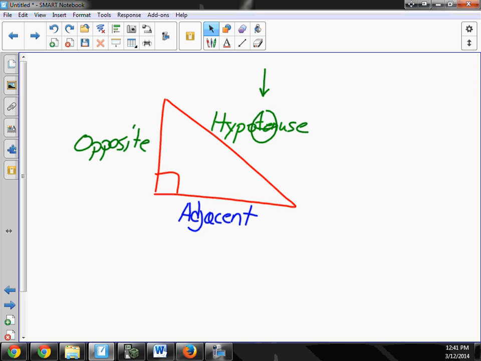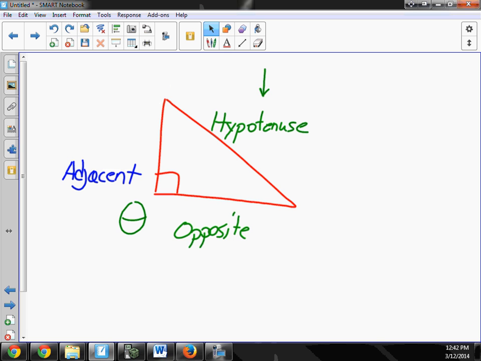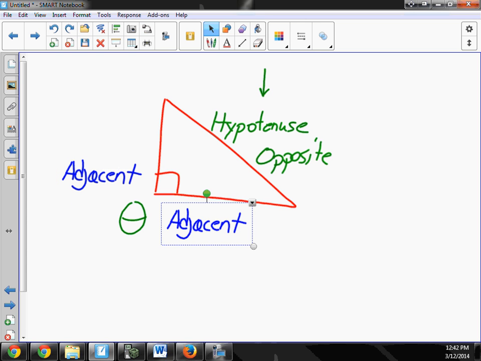So what if I move theta to the other side? Then the adjacent and the opposite switch, and the hypotenuse never changes. What if I tried to put theta on the right angle? Then the hypotenuse becomes the opposite, and instead of a single adjacent, we end up having two adjacents, which ruins everything we're going to do. So theta cannot be the right angle. Okay?